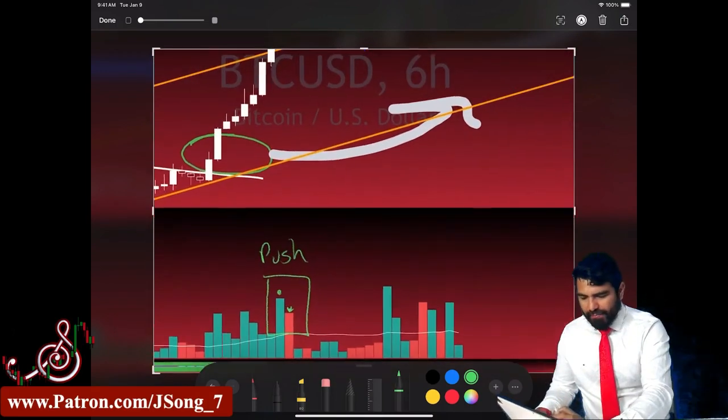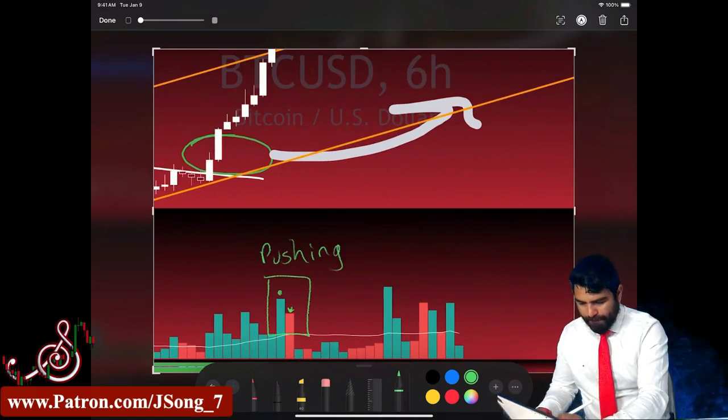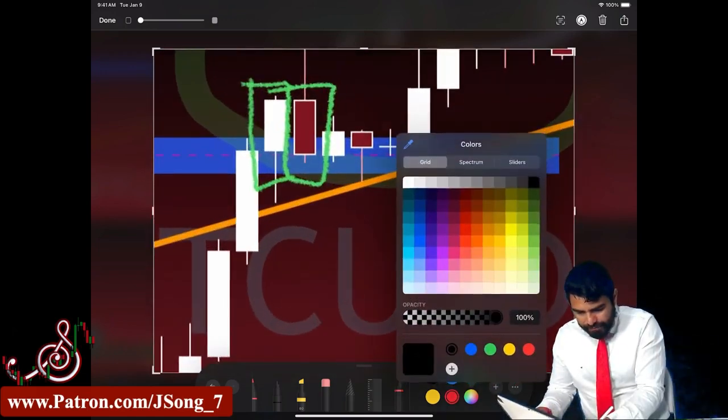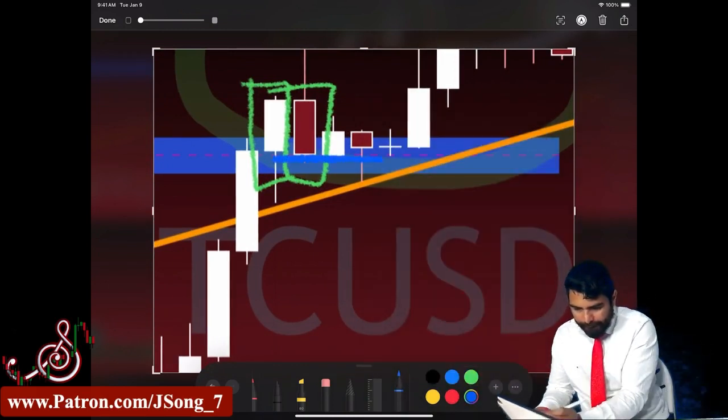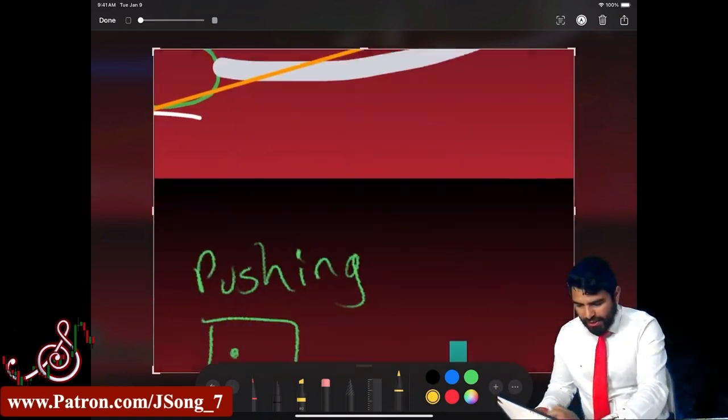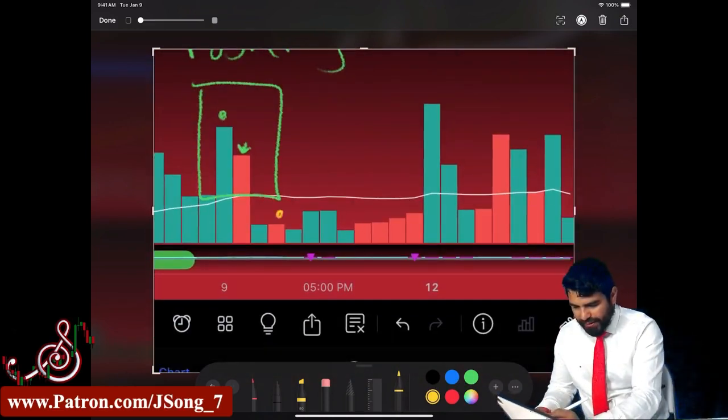Let's get through that top, pushing. The next is that when we came back to these areas, here, let's use yellow, when I came back to these areas, on the down bar, there's no more volume. It was this bar right here. No demand.